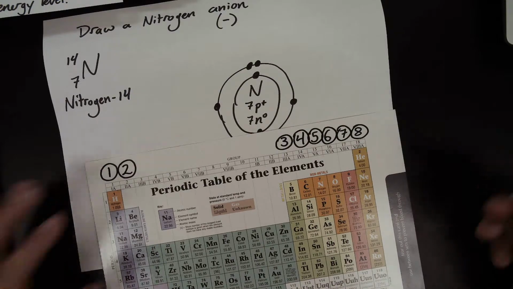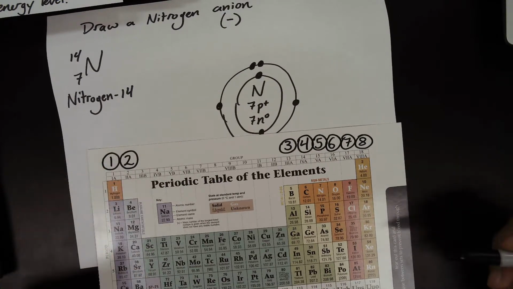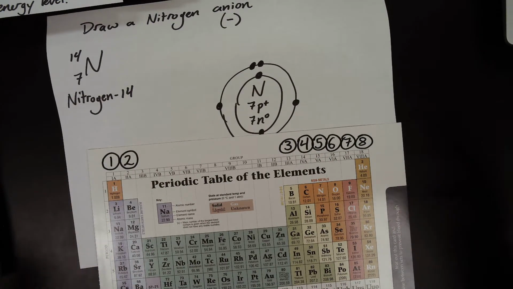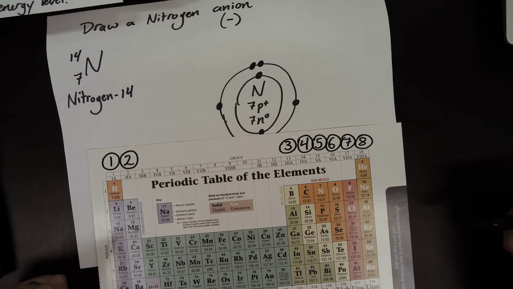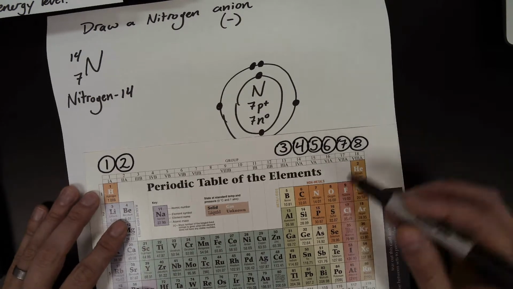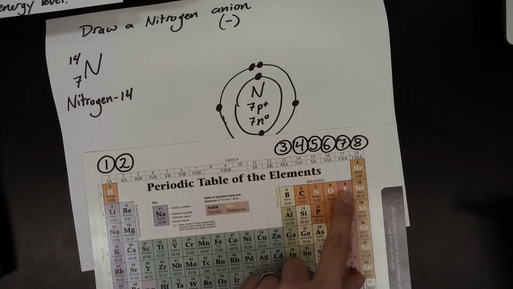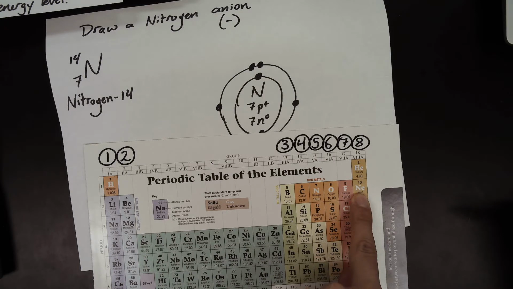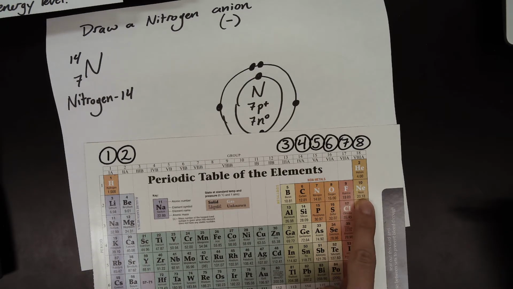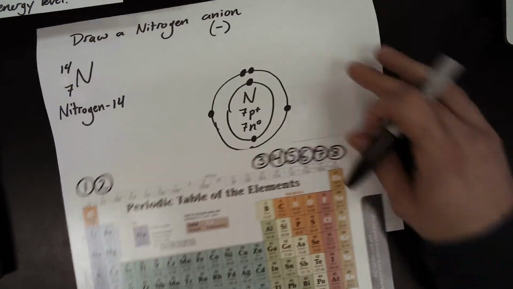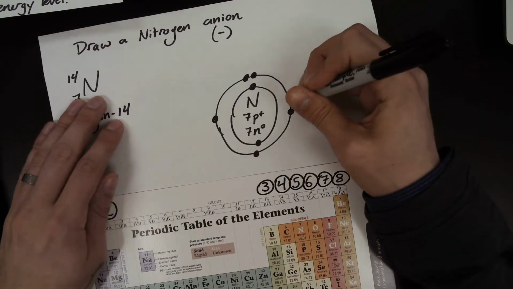So, how many more electrons can fit in that outermost, or valence, energy level? Well, here we are at nitrogen, and there are 1, 2, 3 more spaces left in the second energy level, in the second period. So I'm going to just go ahead and fill those in.